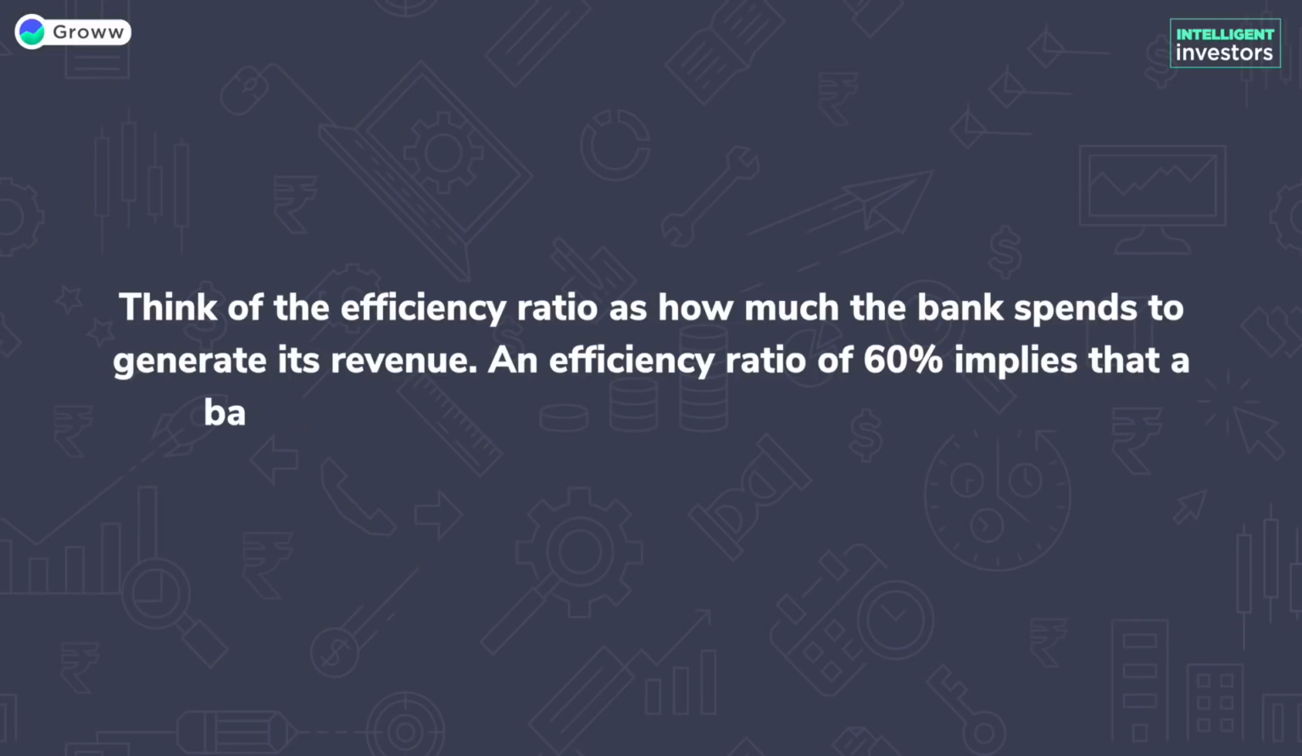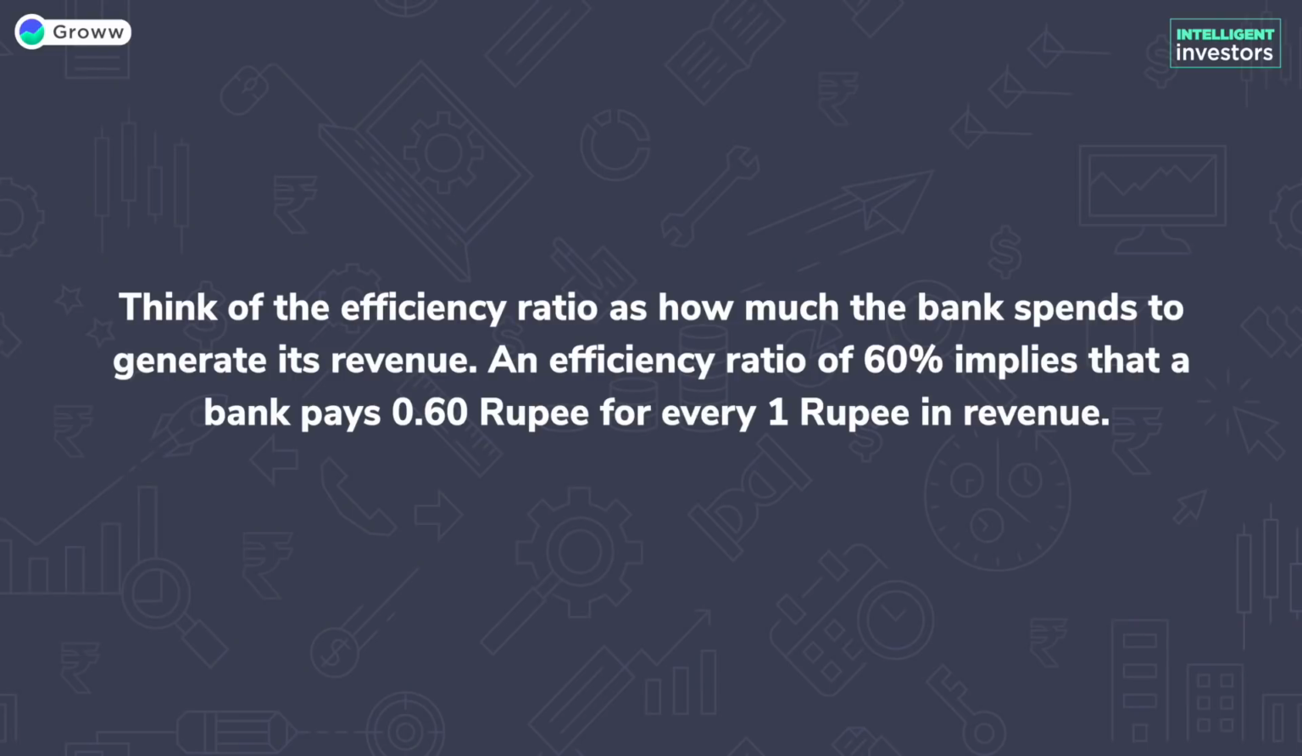Efficiency ratio is basically how much the bank spends to generate its revenue. That's it. It's very, very simple. Now, an efficiency ratio of 60% implies that a bank is basically paying 0.6 rupees for every 1 rupee in revenue, right? So that's how it is. Again, if that is the case, then I want the efficiency ratio to be as low as possible, where the bank generates a lot of revenue and incurs as little expense as possible. So that is what is known as efficiency ratio.